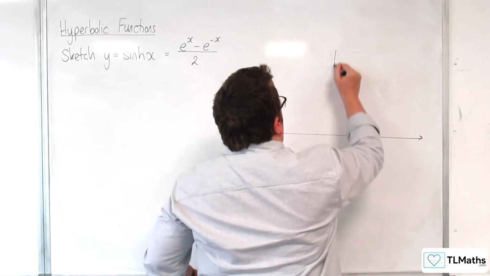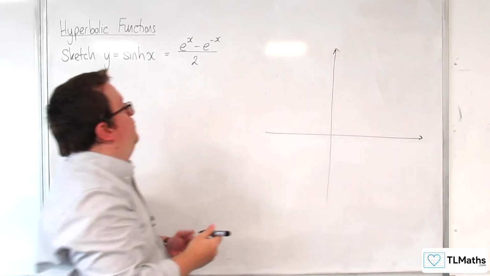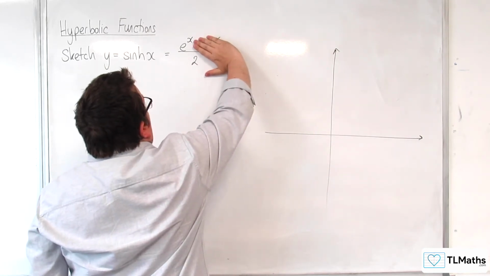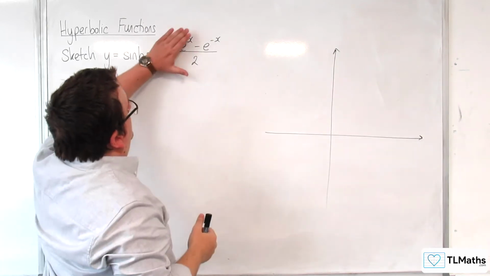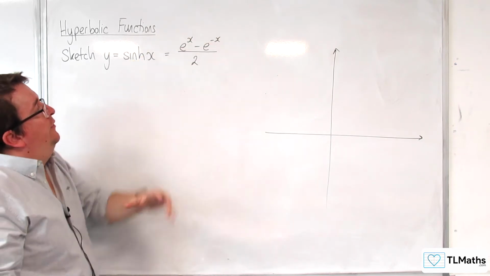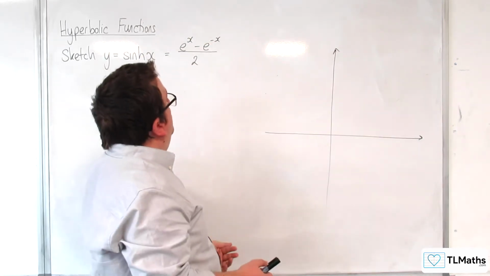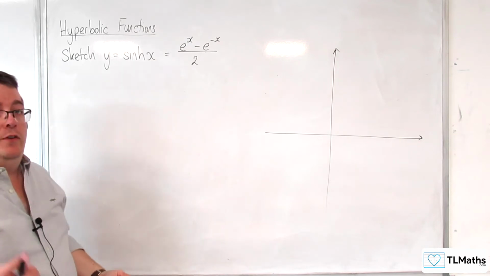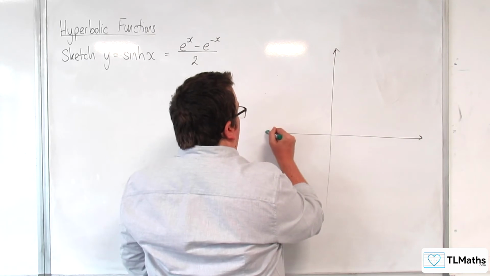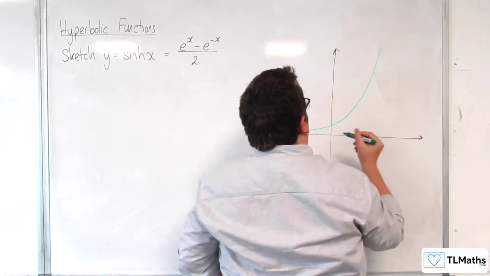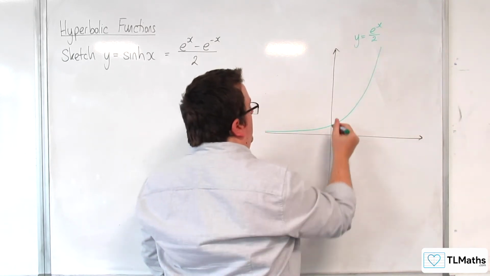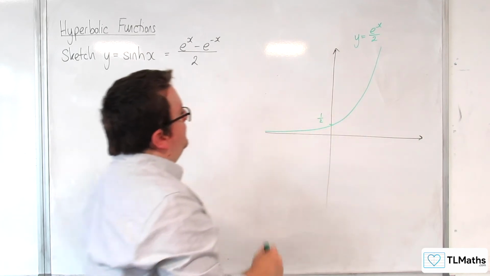So let's see what we've got. Well, we've got y equals e to the x over 2, and then we're adding on y equals minus e to the minus x over 2. So what do they look like? Well, e to the x over 2 is a graph that would look like this. Okay, so that would be 1/2 there.